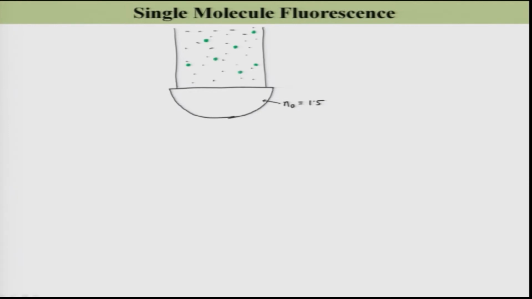Obviously, these fluorophores will undergo Brownian motion. It can come from here to here, it can go from here to there, they are in motion, all random motion.